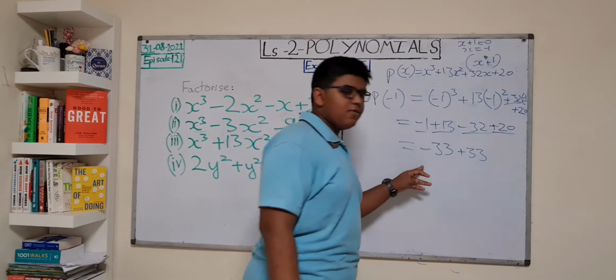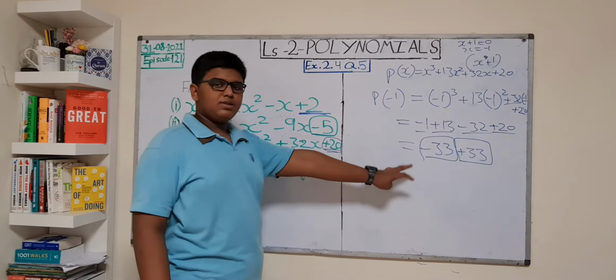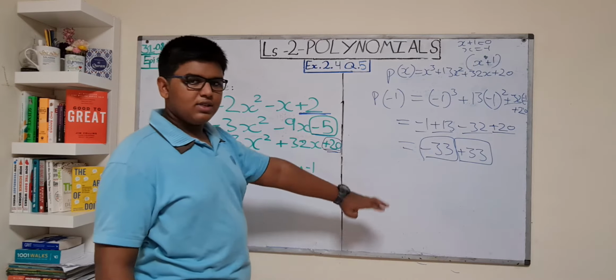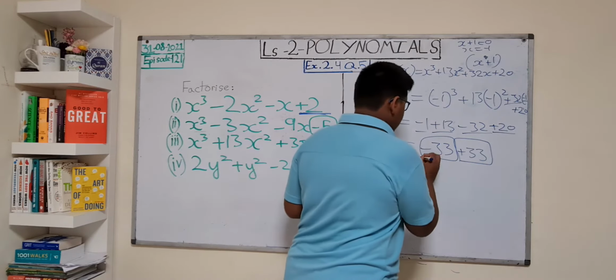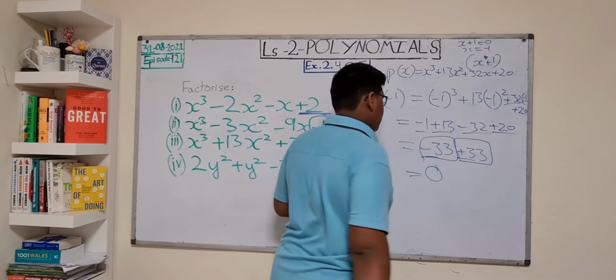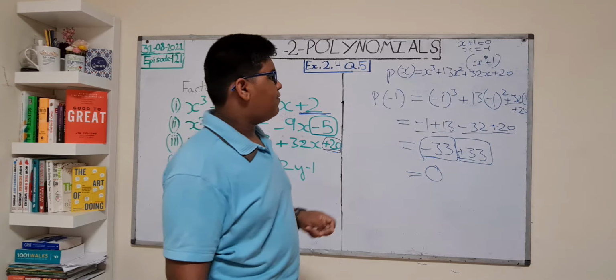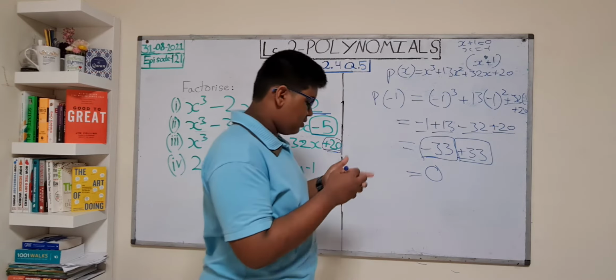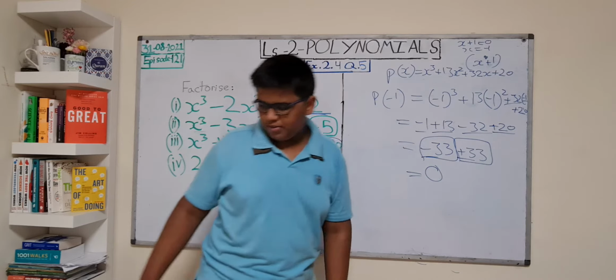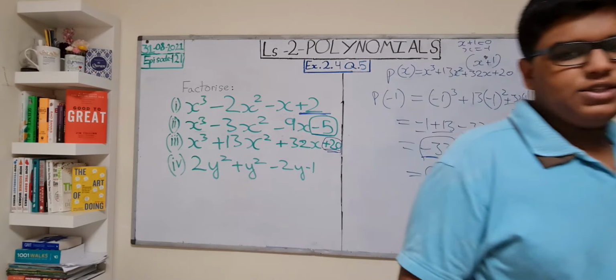Now here we have minus 33 and plus 33. So if we have numbers that are the same with different signs, we get 0, right? Because different sign means subtraction. So 33 minus 33 will be 0 itself. So we can tell that x plus 1 is a factor of this cubic polynomial. Now let me erase this and continue the division.